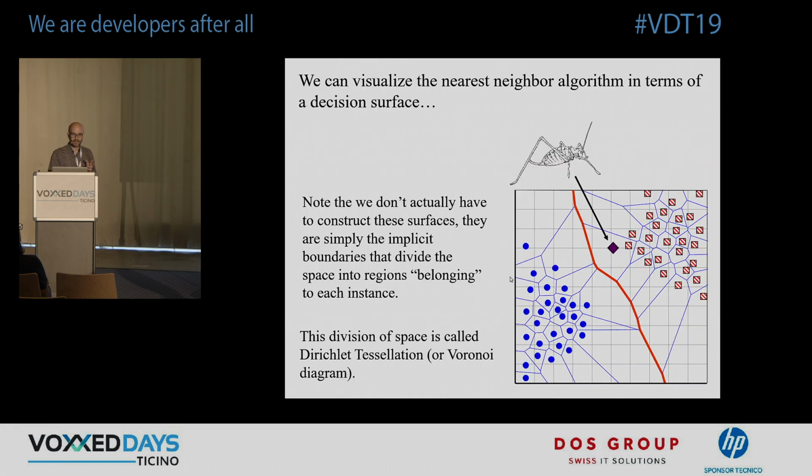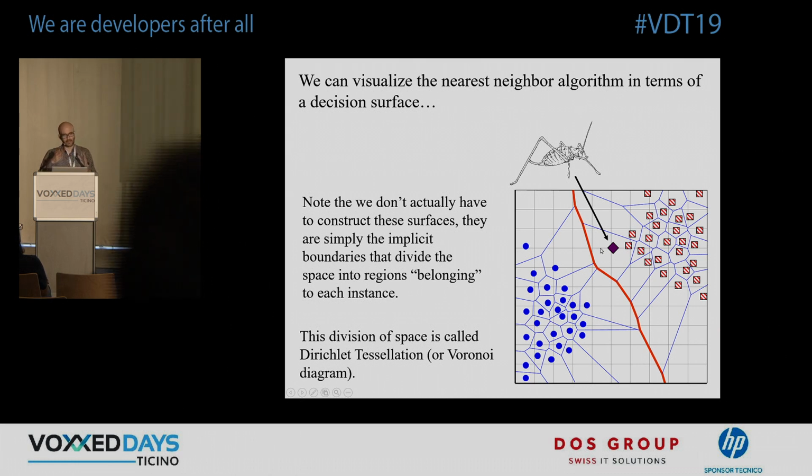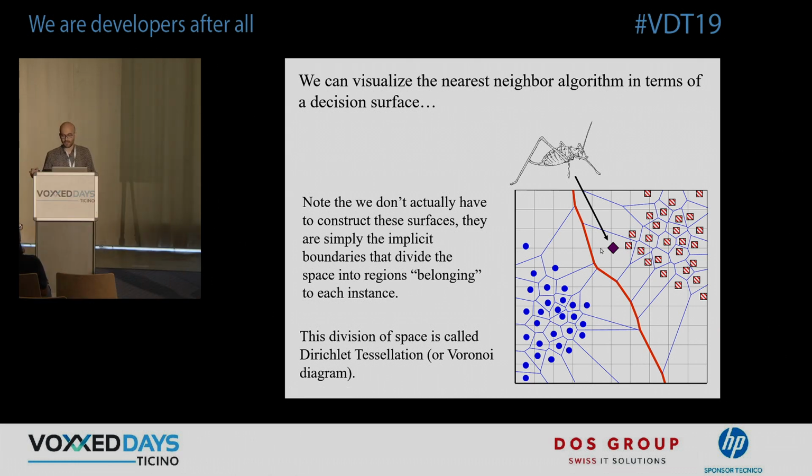This actually gives rise to, you remember this concept of the decision boundary. Now the decision boundary is a little bit more complicated. It can actually be a curve. In general, it is a curve. This graph is called a Dirichlet tessellation or a Voronoi diagram, and it's beautiful.